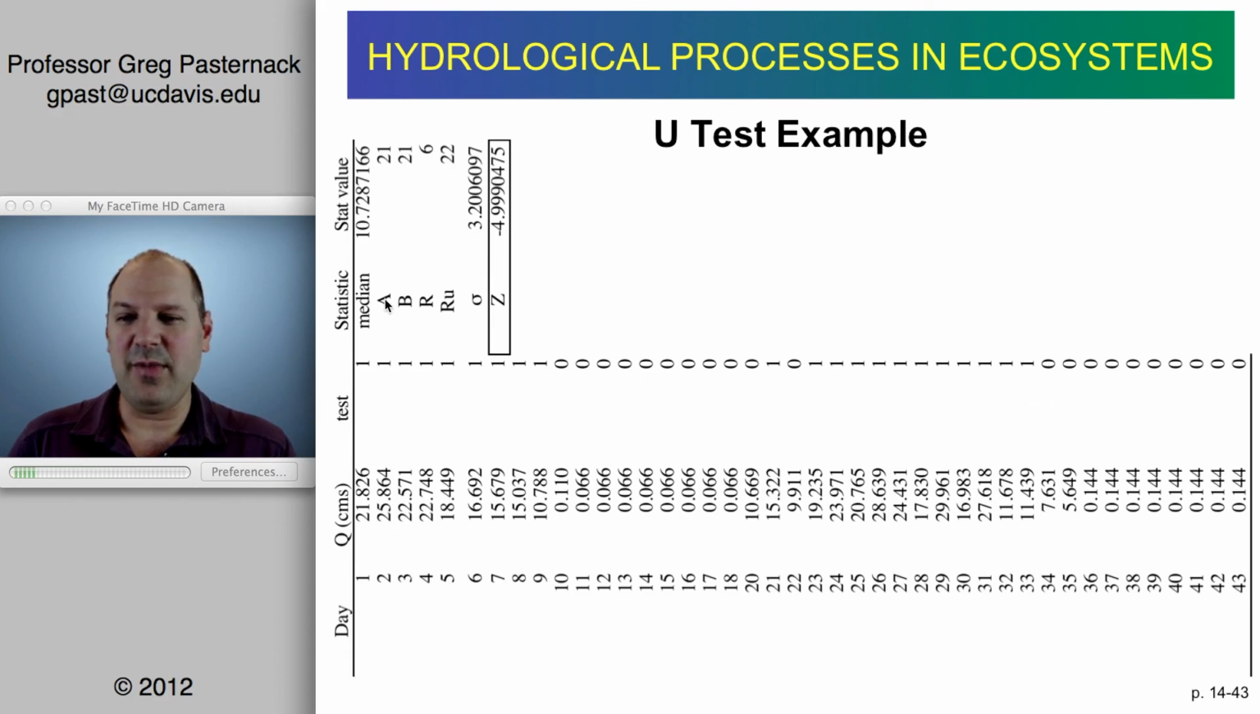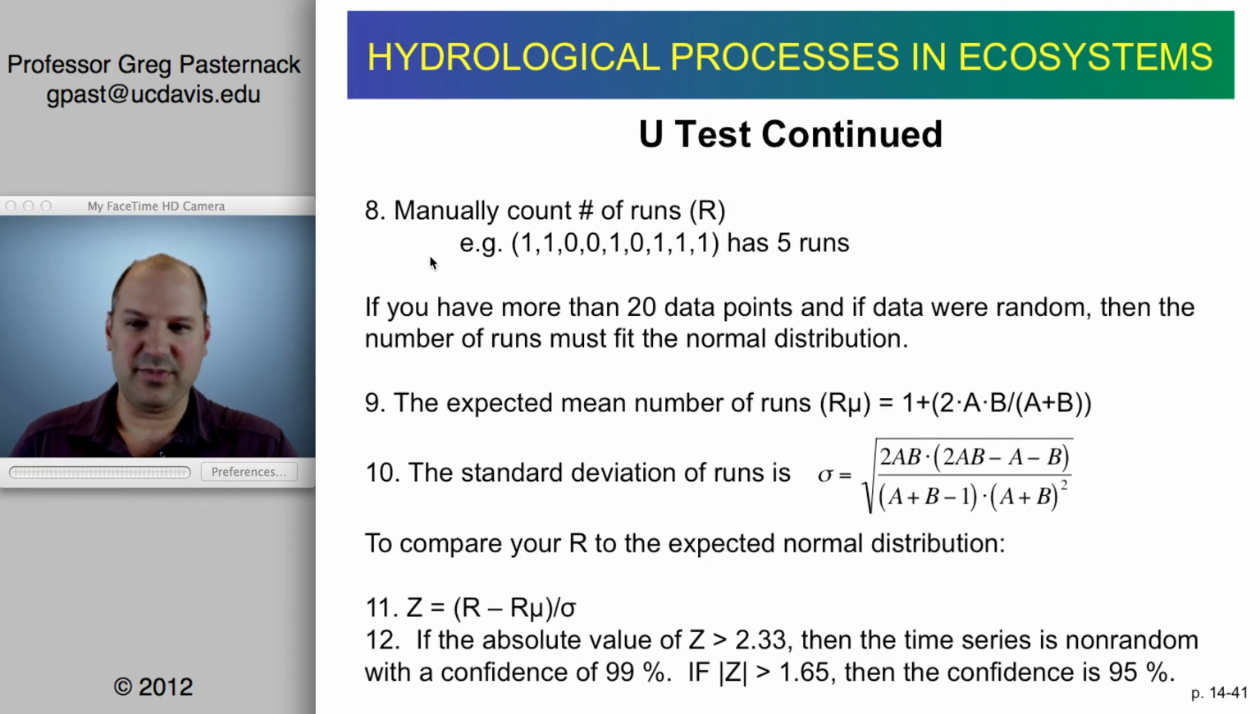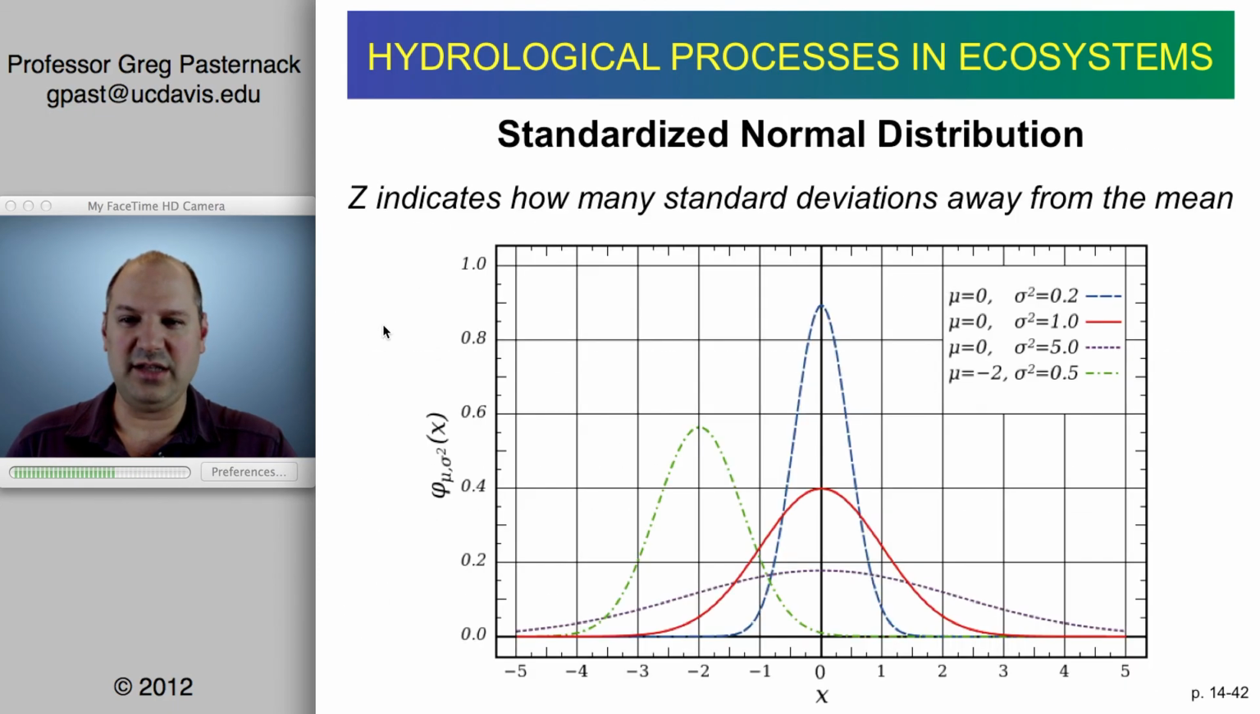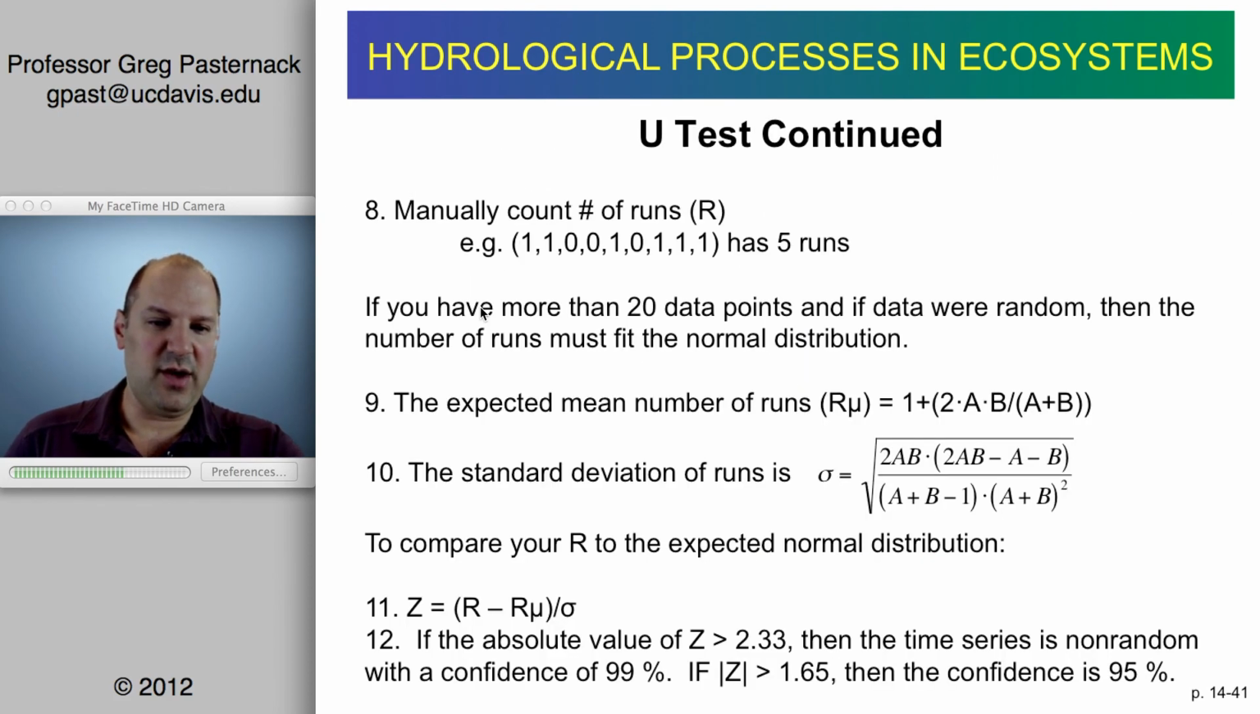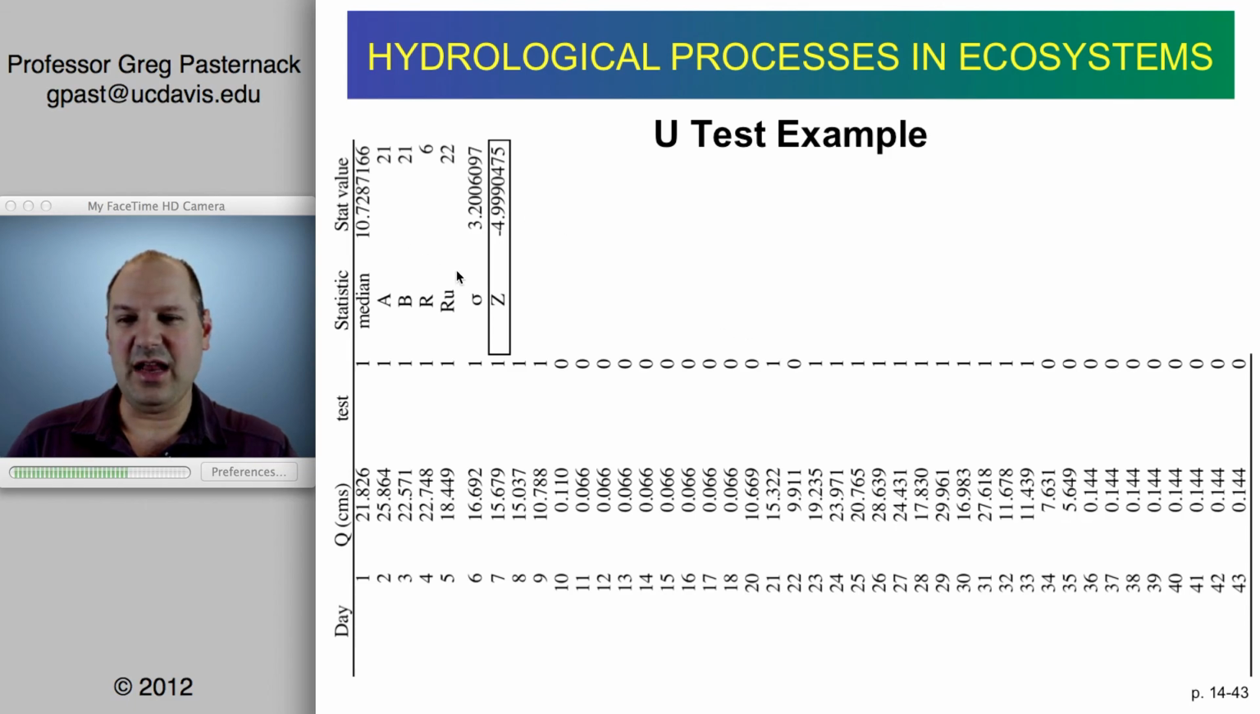Now A and B are the number of 1s and the number of 0s I have. R is the number of runs. So here's a run of 1s. Here's a run of 0s. So that's 1, 2, 3, 4, 5, 6. So there are 6 runs. And then I calculate the expectation and sigma according to the equations here. Very simple, with A and B. Just do the math. And I find these values.